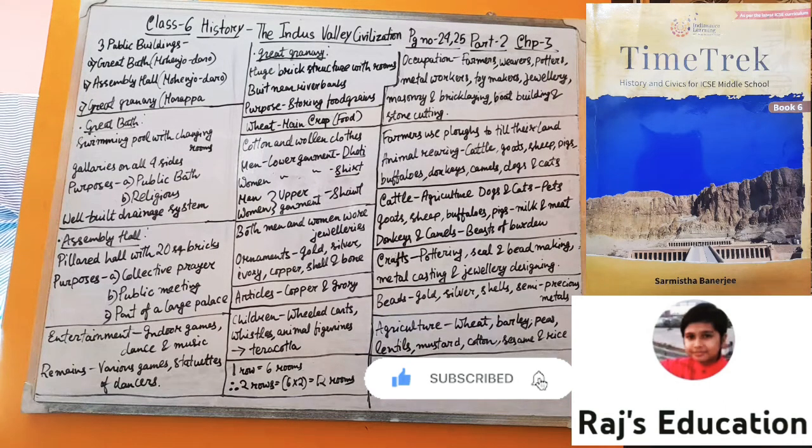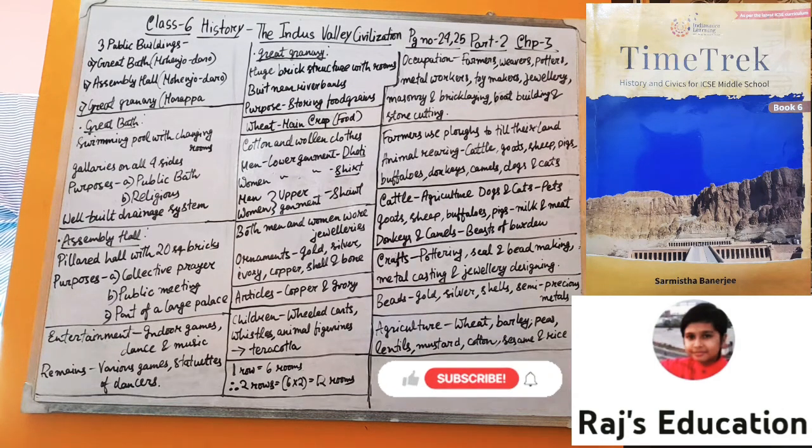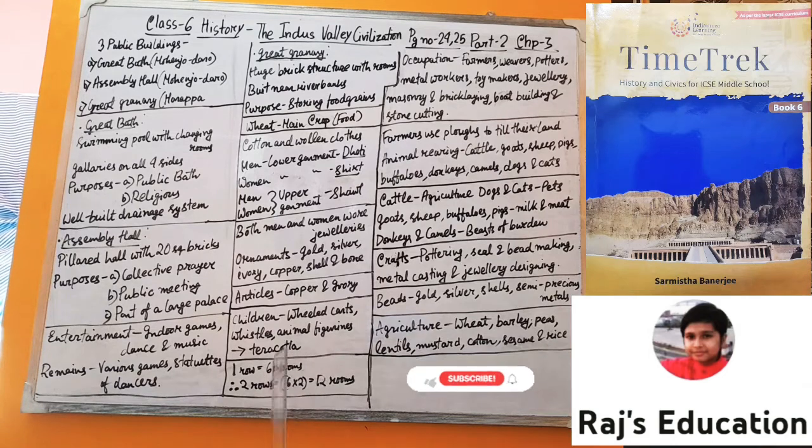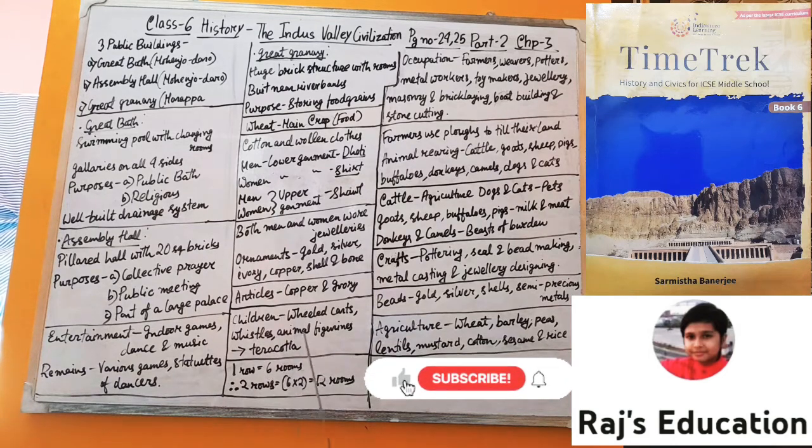Now come recreation and entertainment. Indoor games, dance and music were the three main forms of entertainment of the people of the Indus Valley Civilization. The remains of various games and statues of dancers have been found in the sites of the Indus Valley Civilization. The children used to play with wheel-cut whistles and animal figurines, which were mostly made of terracotta.